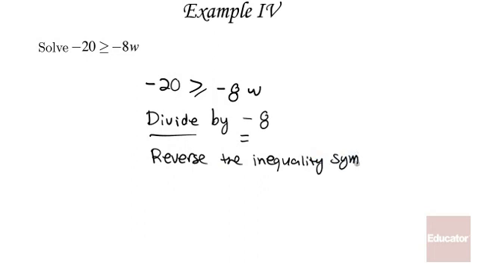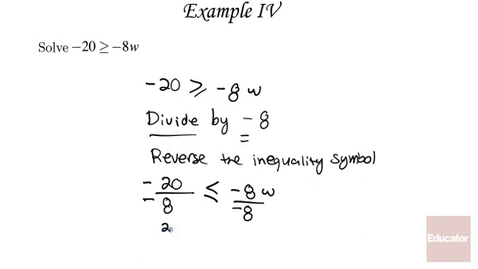And I don't wait till the end, I don't work it through and then go, oh, I need to reverse it. Because really, as soon as you do that multiplication or division by a negative number, that symbol needs to be reversed. So I have negative 20, and what I'm going to do is divide that by a negative 8. Okay, so once I do that, I need to change this greater than or equal to into less than or equal to. On the other side, I've got negative 8w, and I'm dividing that by a negative 8. So what I come up with on this side is 20 over 8 is less than or equal to w.